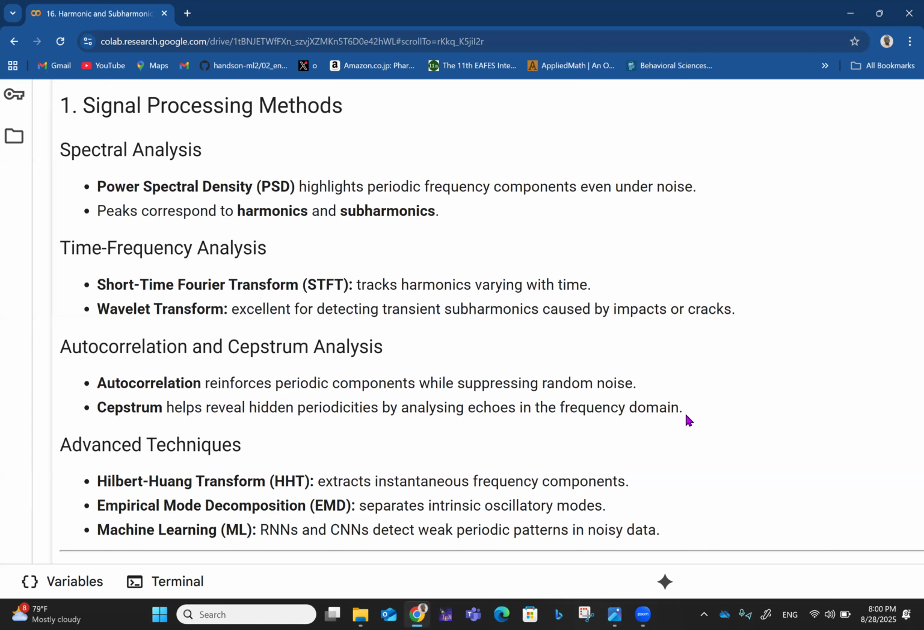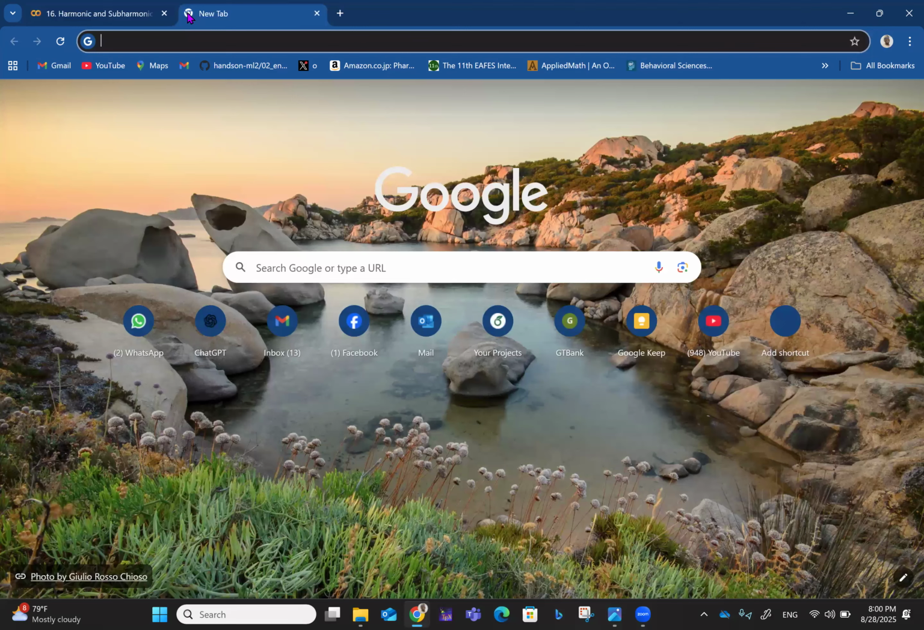And then, of course, we can use machine learning, talking about things like recurrent neural networks, RNNs, and then we have CNNs, convolutional neural networks. I'm not sure if that R is reinforced, by the way. Let me quickly confirm that. RNN.